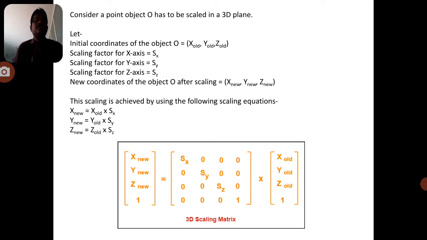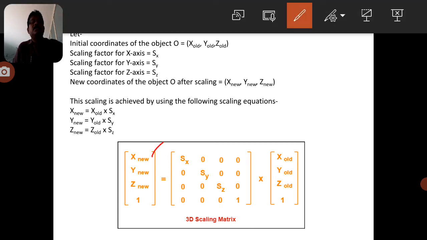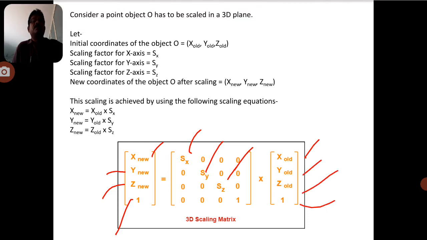Similarly we can write the equation in homogeneous matrix form. We can observe the 3D scaling matrix above. Here we can observe simply x new, y new and z new, and the last entry is unity, the homogeneous value. Here the x entry is Sx, the y entry is Sy, and the z entry is Sz, and similarly all other entries are 0 except the unity value, that is 1. Similarly you can consider the x world, y world and z world values, and the 1 is the unity one. So here we can write the 3D scaling matrix like this.